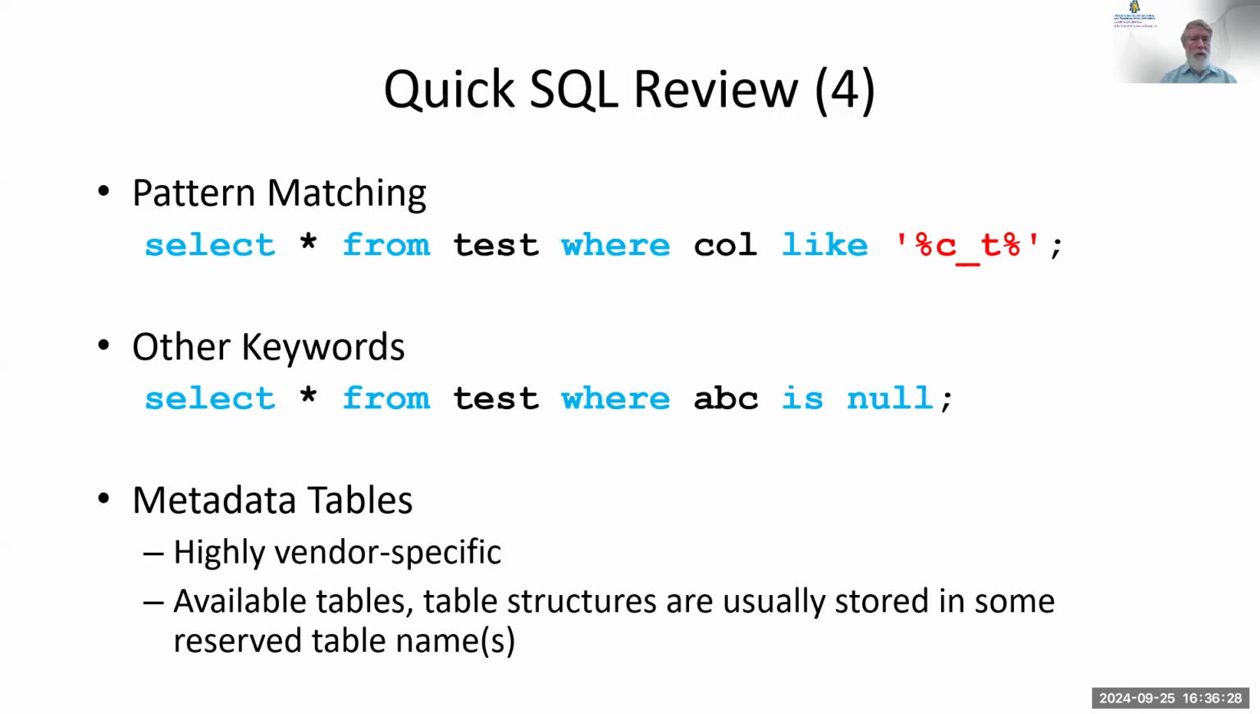There are more things. Instead of just saying where, you can say like, and then there's a pattern matching where it sort of matches in there. And other keywords. Is null means that value is not there.